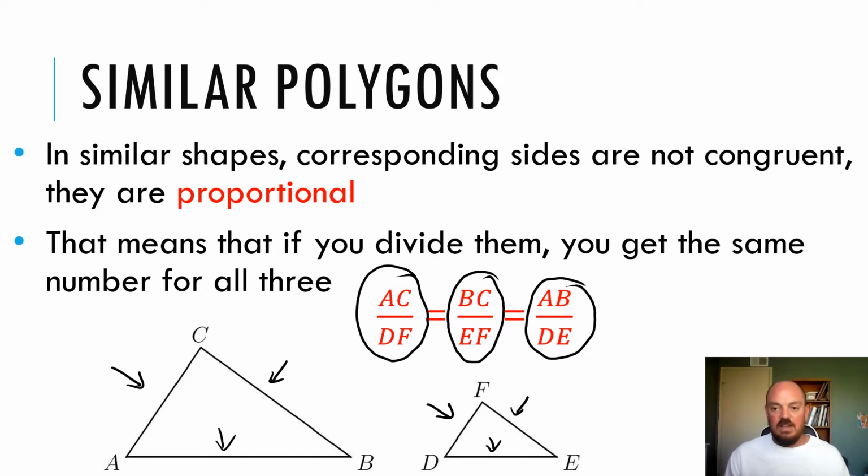And the number might not be 5, it can be anything, but the idea is you're going to get the same number each time. That's why I put the equal signs. So each fraction is always equal. If you take one side of one triangle, divide it by its corresponding side of the other triangle, you'll get the same number for all 3 sides. That's what it means to be proportional.